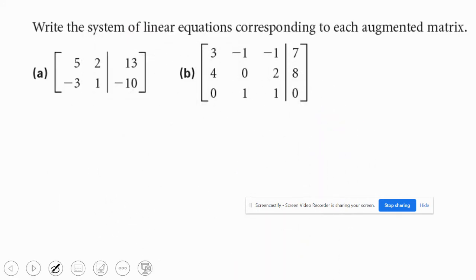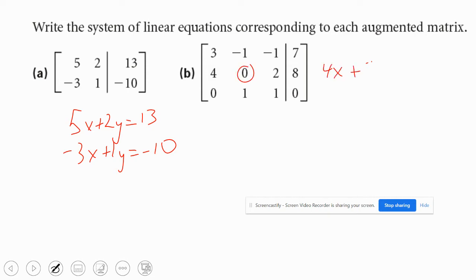So again, going backwards, 5x plus 2y equals 13. -3x plus 1y equals -10, or just y. Same here. If there's a 0, this would be 4x plus 2z equals 8. And this would be y plus z equals 0. 3x minus y minus z equals 7.